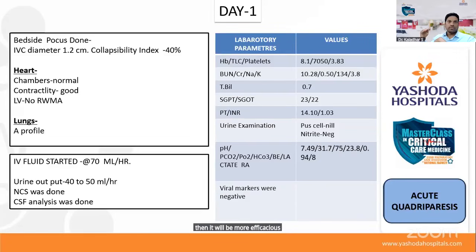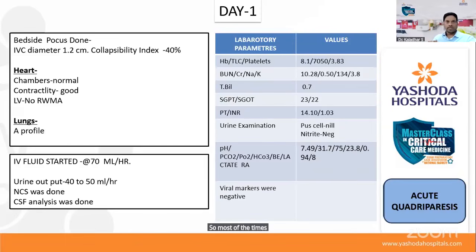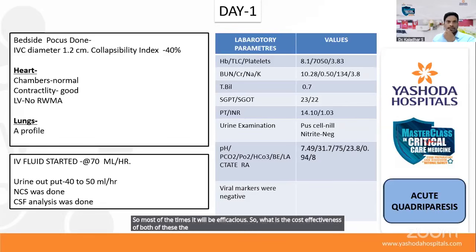That is the reason generally we plan over a period of 10 days, 5 sessions. They looked at 5 sessions versus 10 sessions also in some studies. Not much useful, because 5 sessions itself will remove all the possible autoantibodies, something like IgG. So most of the time it will be efficacious. So what is the cost effectiveness of both of these therapies in GBS?